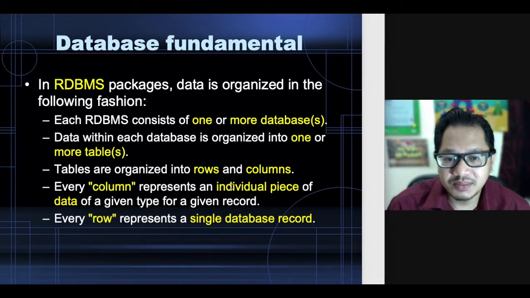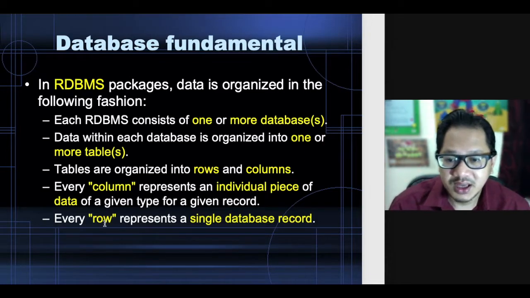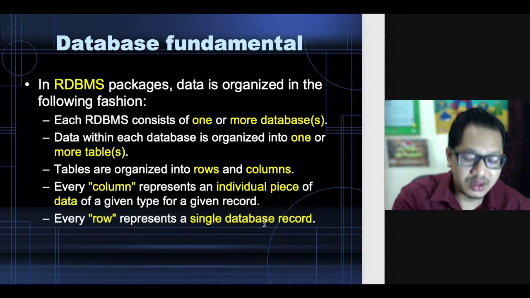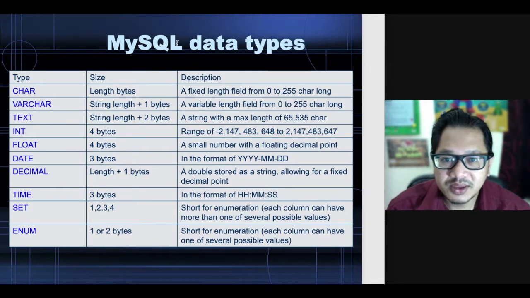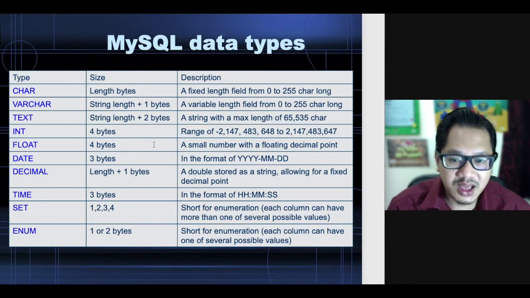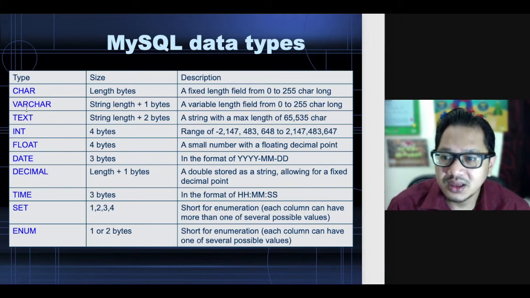Every column represents an individual piece of data, and every row represents a single database record. Then MySQL data types. You need to declare the data type when you put data in the database, for that column. For example, character, varchar, text, integer, float, dates, and so on, sign, enum, and so on.